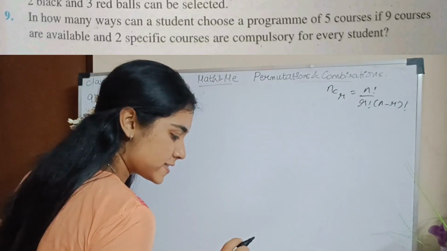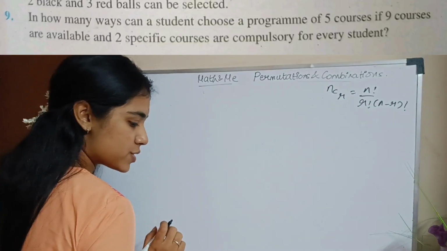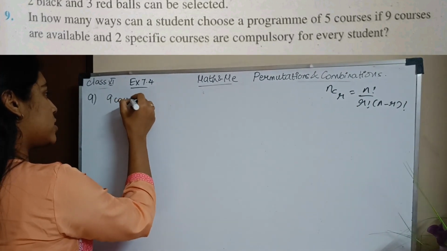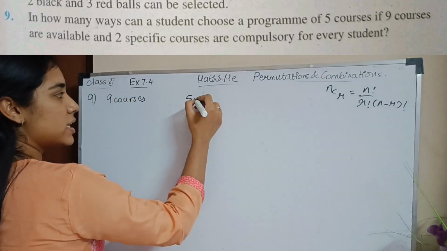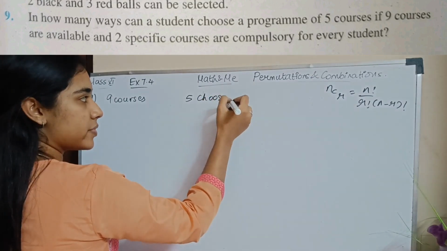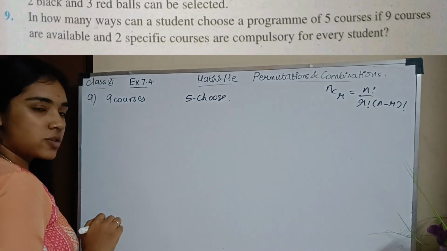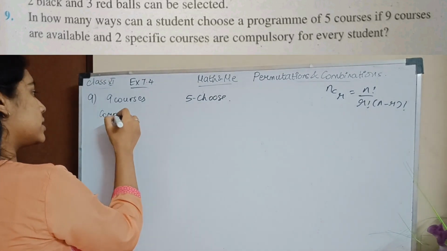Last question of the exercise. In how many ways can a student choose a program of 5 courses from the 9 courses? So 9 courses total. I need to choose 5, and 2 specific courses are compulsory.